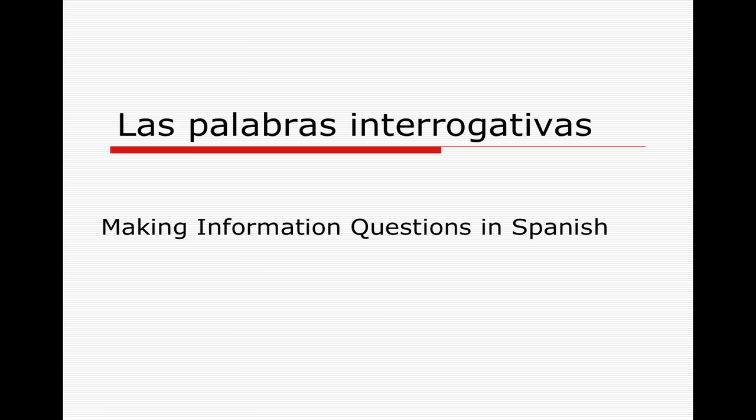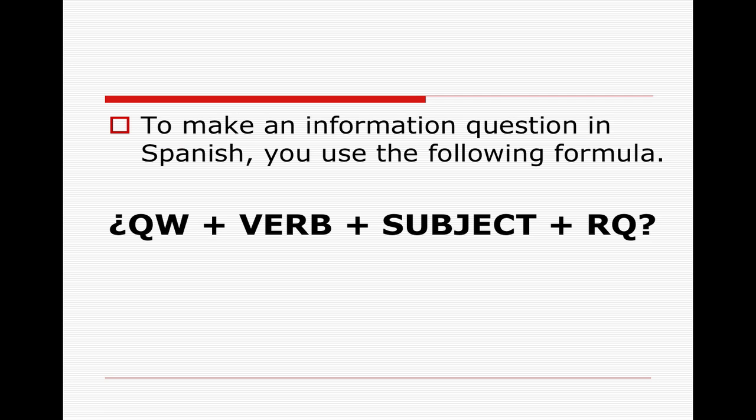in Spanish. To make an information question in Spanish, we will use the following formula, where QW means question word like what, who, when, why, etc. Then we have a verb, and the verb must be conjugated. That means in Spanish it must not end in AR, ER, or IR. Then you have the subject, and at the end you have the rest of the question.